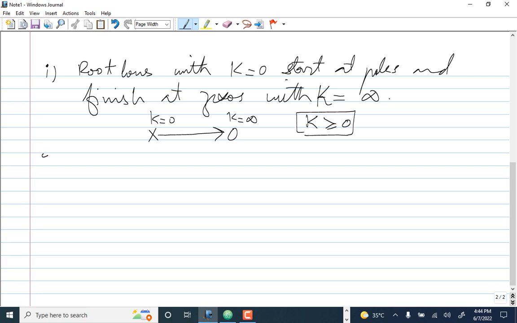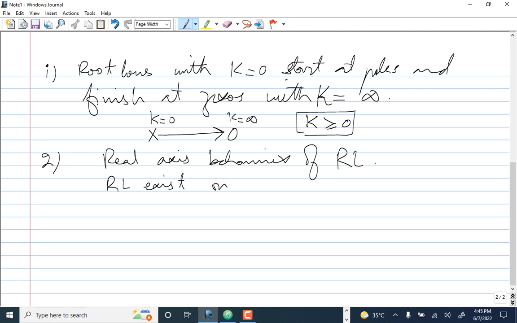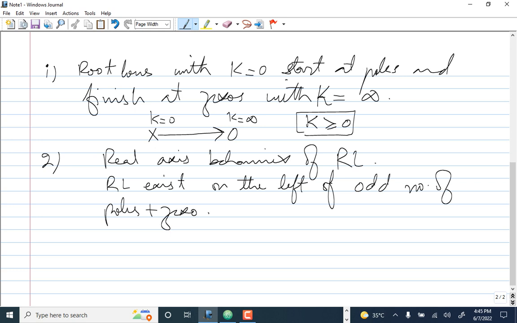Okay, the second thing that you must know is the real axis behavior of root locus. Now what is real axis behavior? It means that root locus exists on the left side of an odd number of poles plus zeros. So if you know these 2 points, you can easily draw any root locus.